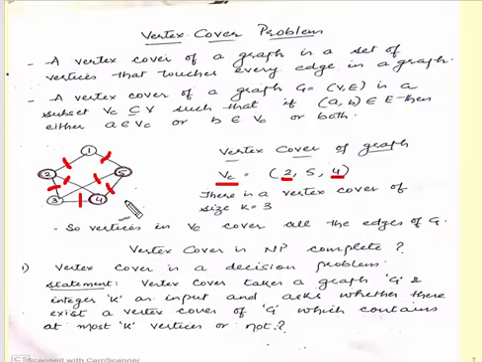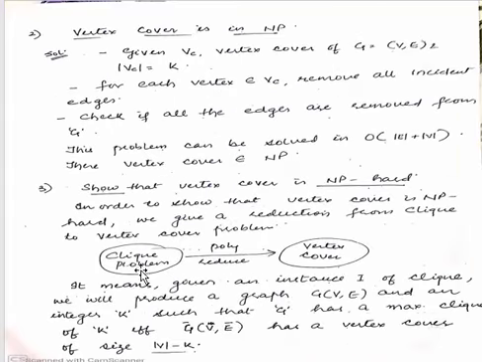If it is there, the answer would be yes. Otherwise, the answer would be no. So this is the definition of vertex cover, and according to the first condition, I have shown you that vertex cover is a decision problem.